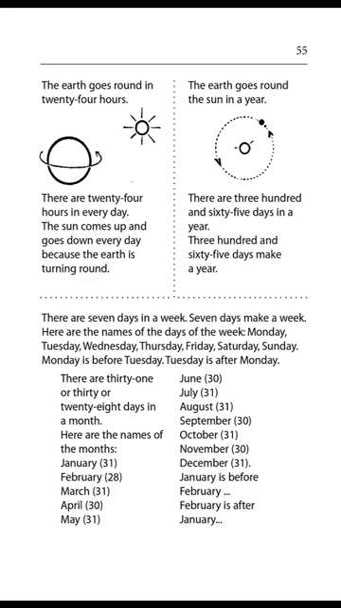Here are the names of the months: January, February, March, April, May, June, July, August, September, October, November, December. January is before February. February is after January.